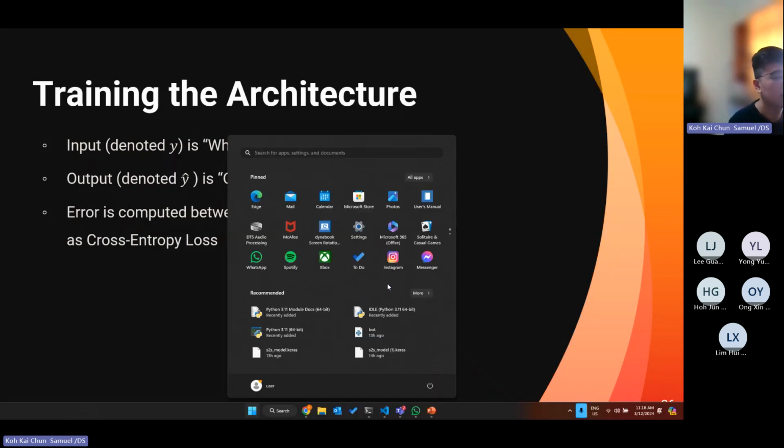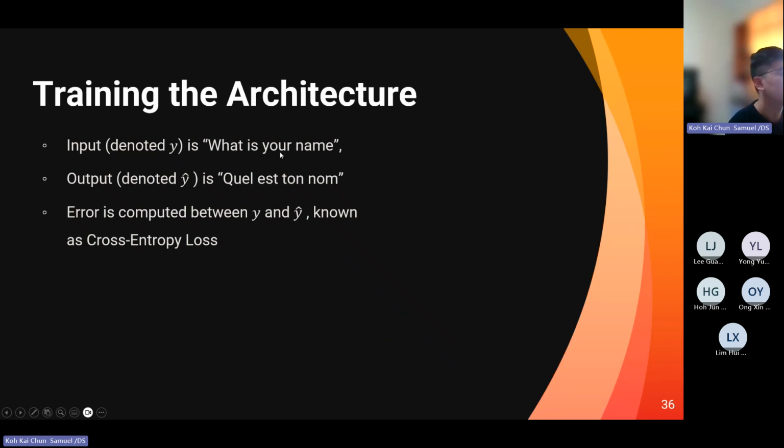And we go to our training of the architecture. This is quite simple. The input is what's your name, and the output is y pred. In statistics, it's quite y pred. But don't worry too much about the fanciful notation for now. It's like quel est ton nom. And the error is calculated between y and y pred. You can call it cross entropy loss. Basically, it's just how the model learns, through backpropagation.